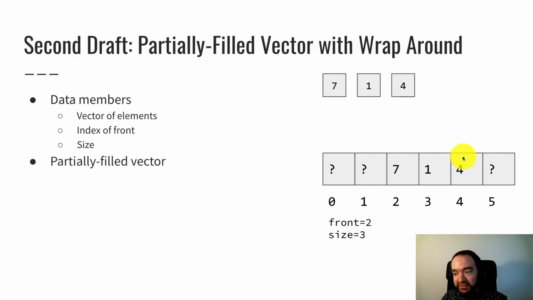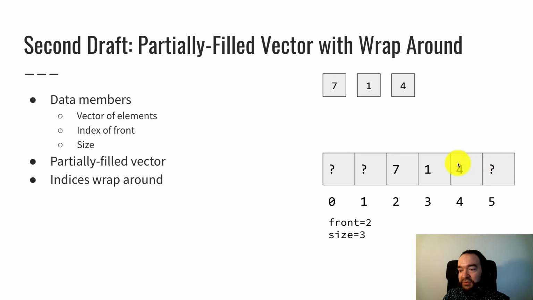It's a partially filled vector, so some elements of the vector are in use, storing queue elements. Other elements are not currently in use. They can be recycled. The unused elements are drawn as question marks in the sketch. And the indices wrap around. That was the big problem that we solved in our second draft in the previous video. In our first draft, we had this issue where if you kept enqueuing, eventually you would try to go off the end of the vector and have an out of bounds exception or crash. And that's not really okay.